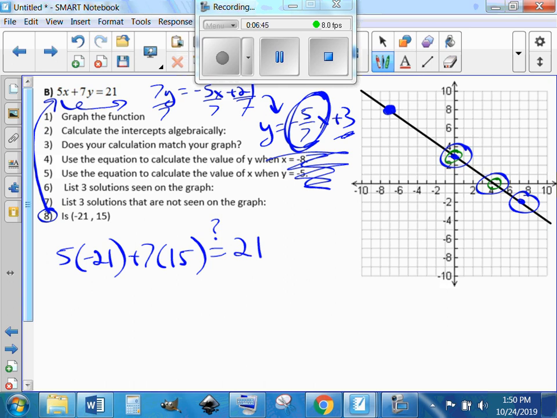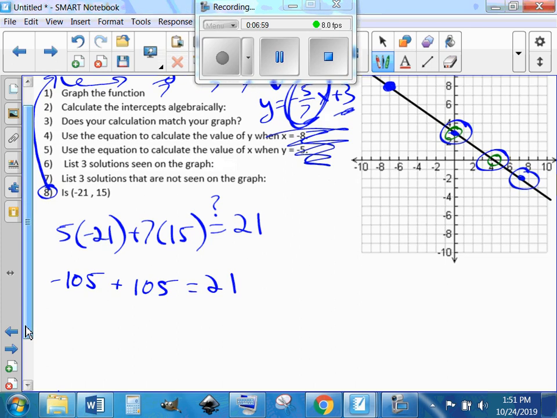So 5 times negative 21 is negative 105, and 7 times 15 is 105, equals 21. So then the left side would be 0. 0 equals 21. That is not true. So the answer is no. It is not a solution.